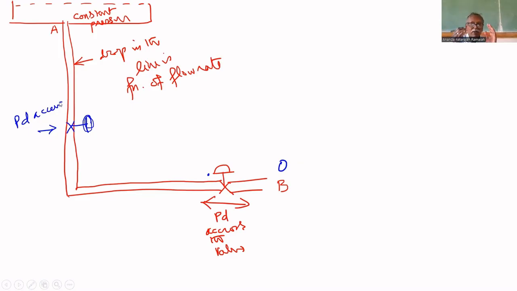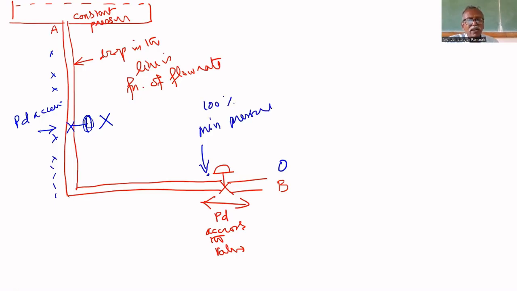Now, when will the pressure drop across the valve be minimum? Pressure drop across the valve will be minimum for 100% flow rate. Am I correct or not? The flow rate is maximum, so the line drop will be maximum. Everywhere the pressure drop is there. That's why here you will get minimum pressure at 100% flow rate.